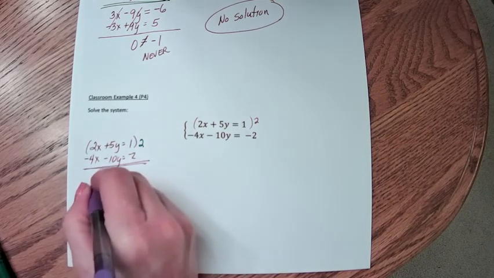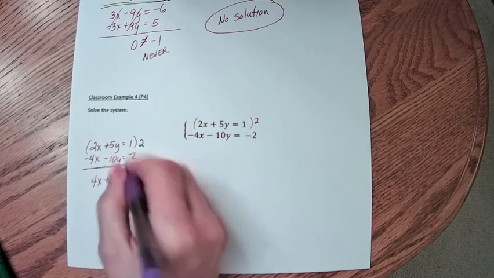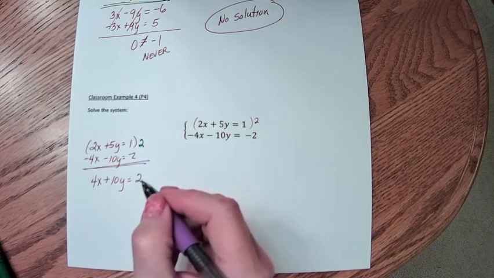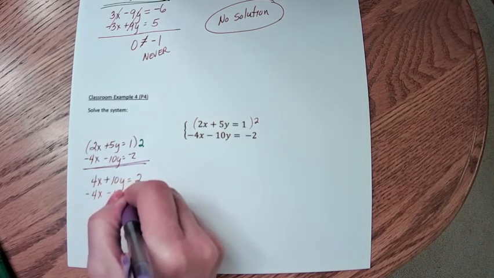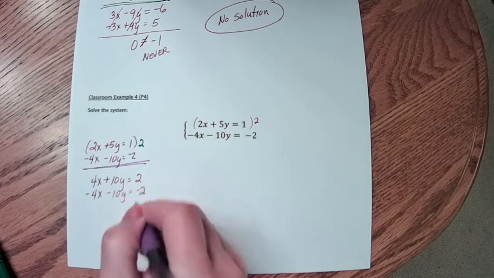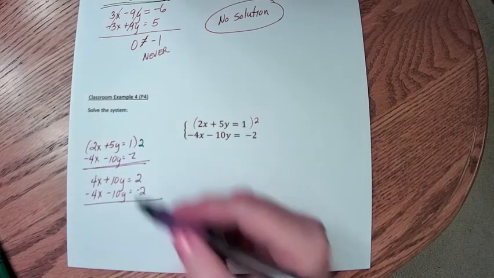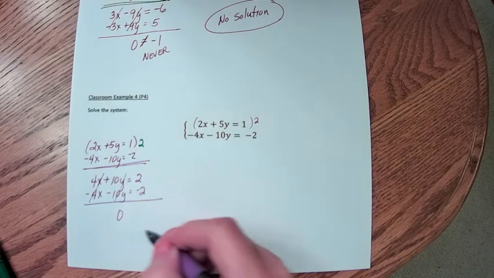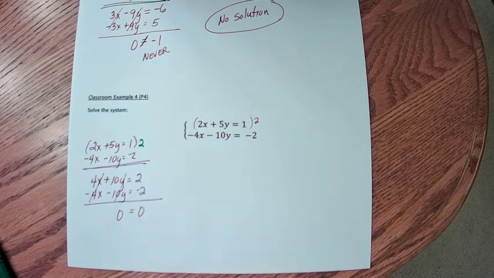Distribute the 2. 2 times 2x is 4x. 2 times 5y is 10y. 2 times 1 is 2. And then write your original second equation. So when I add vertically, my x's cancel and my y's cancel, so I'm left with 0. And 2 minus 2 is also 0.